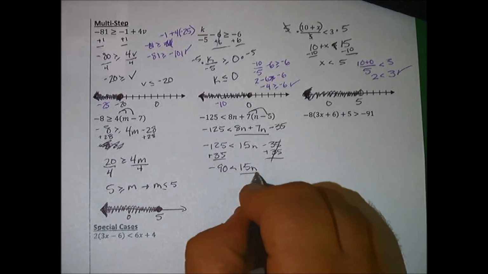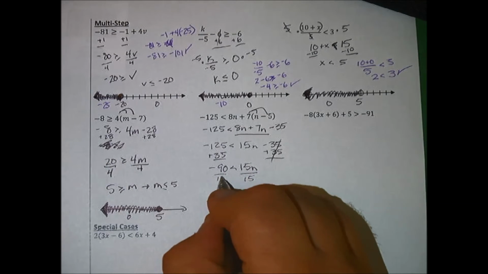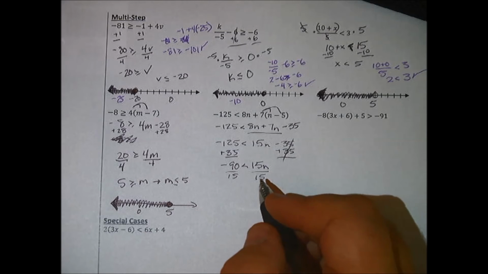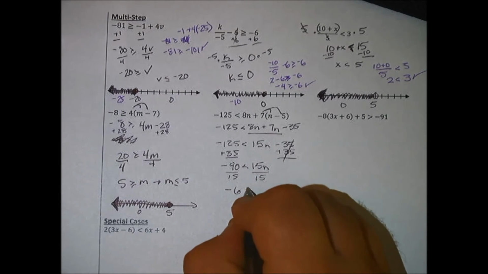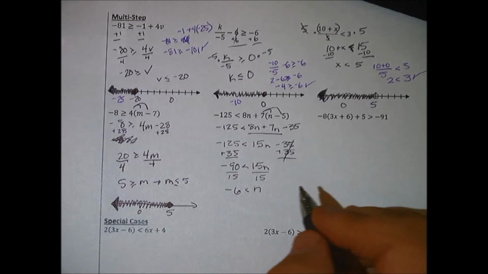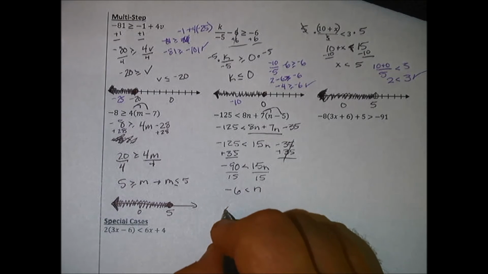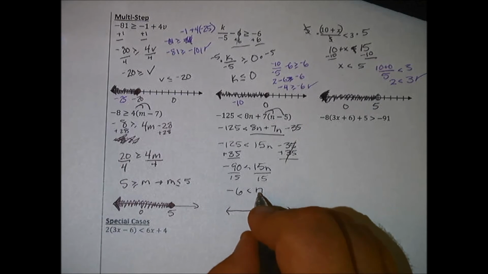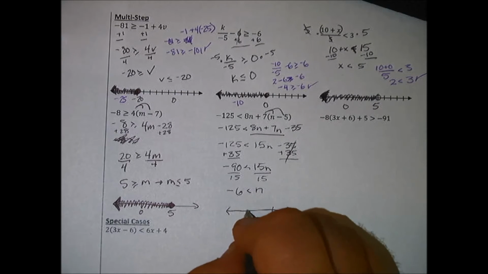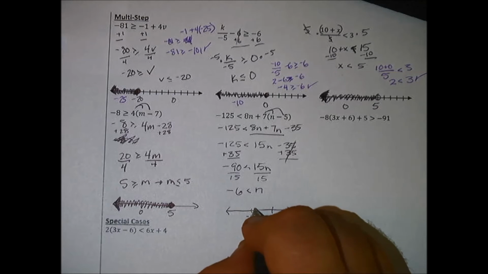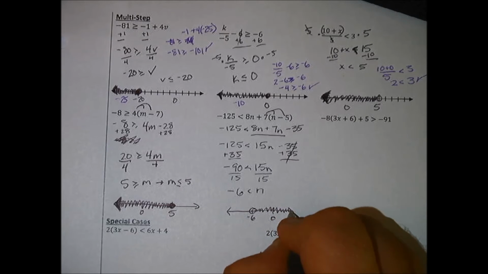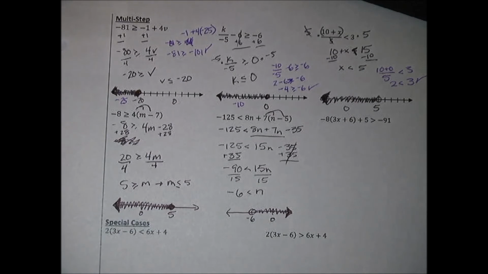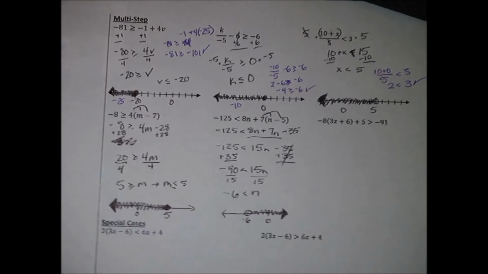And when I divide by 15, I'm going to get negative 90 divided by 15. Grab a calculator if you have to. Negative 6 is less than n. And really what that's saying is I want all numbers that are bigger than negative 6. So 0, negative 6. It can't be negative 6, but it can be anything else. If you wanted to check it, 0 would be a good number to use. All right. Go ahead and pause the video and try that last one.